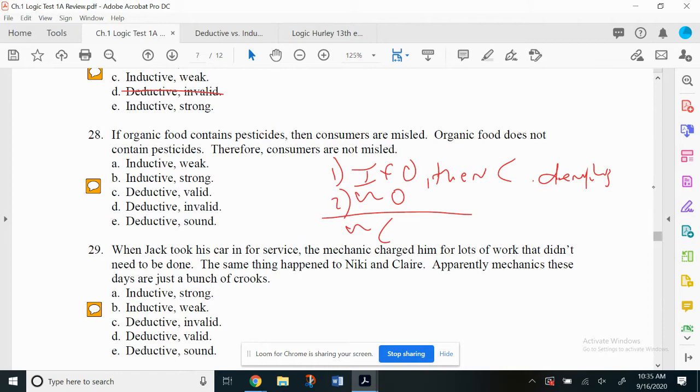Denying the antecedent, and you can look at that. So it doesn't have the right form, okay?